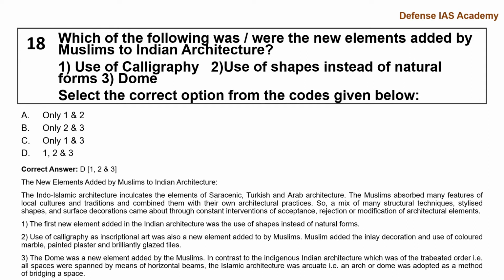Next one, the dome. It was also a new element added by Muslims, in contrast to the indigenous Indian architecture, which was of a trabeated order, that is, all spaces were spanned by means of horizontal beams. The Islamic architecture was arcuate. That means the arch or dome was adopted as a method of bridging a space.